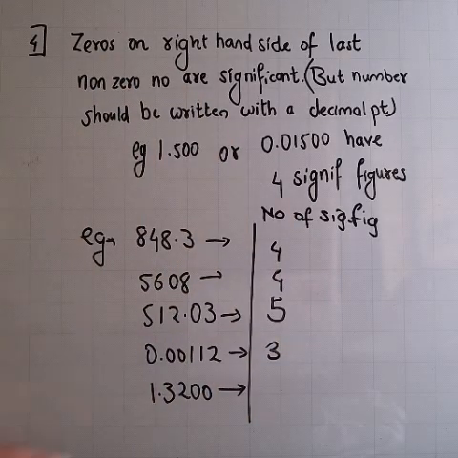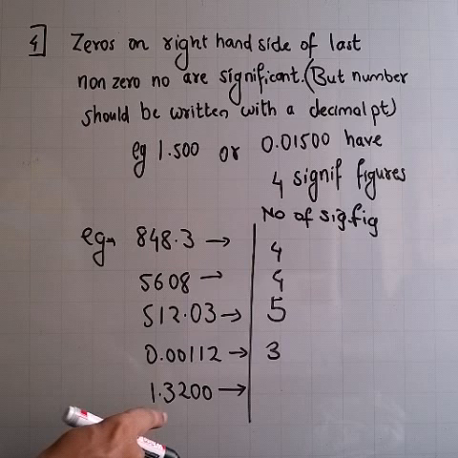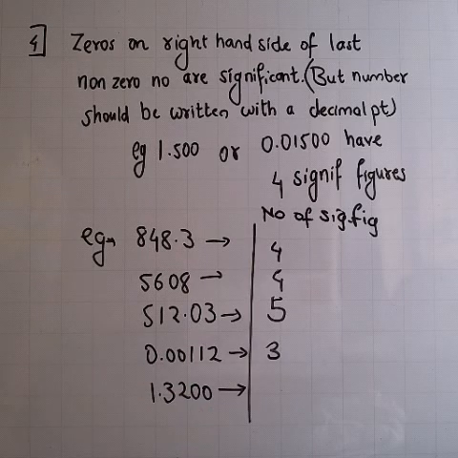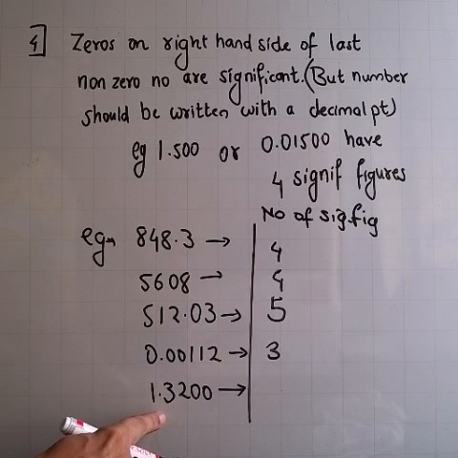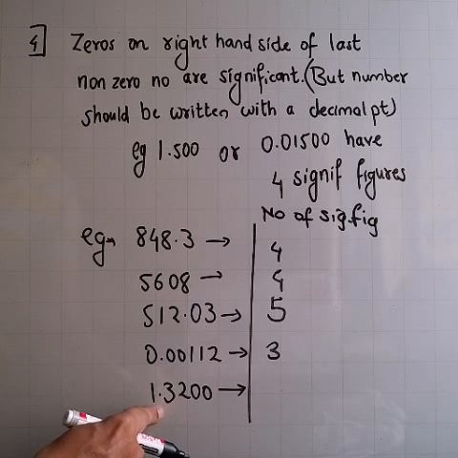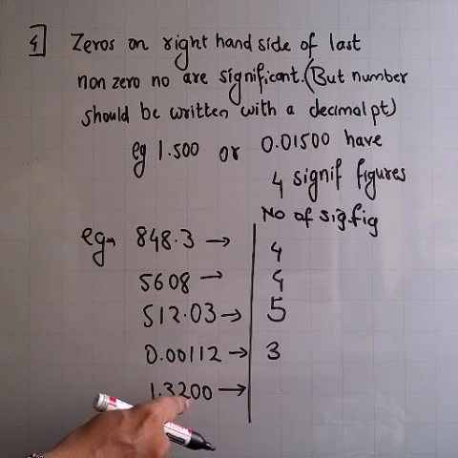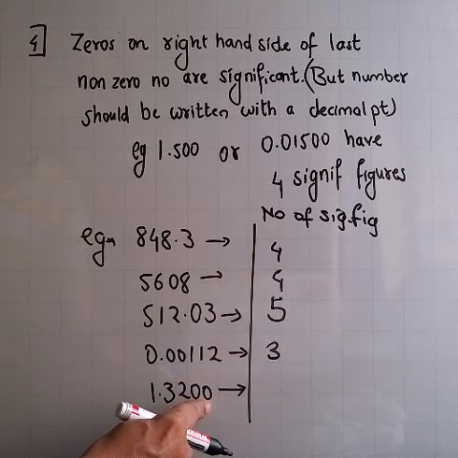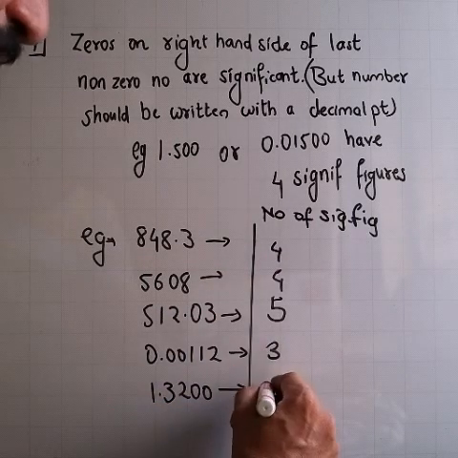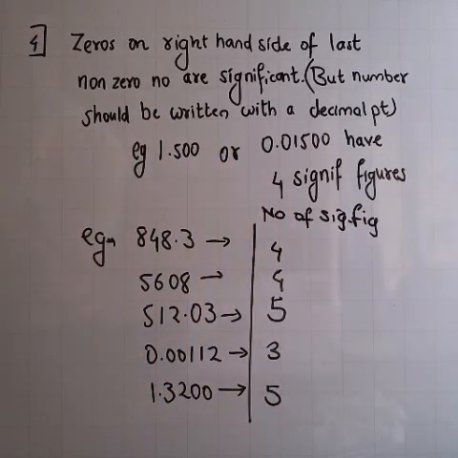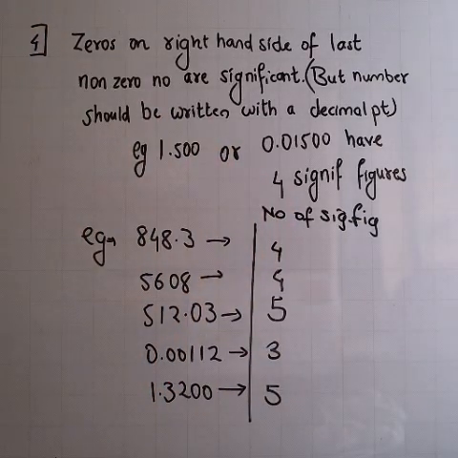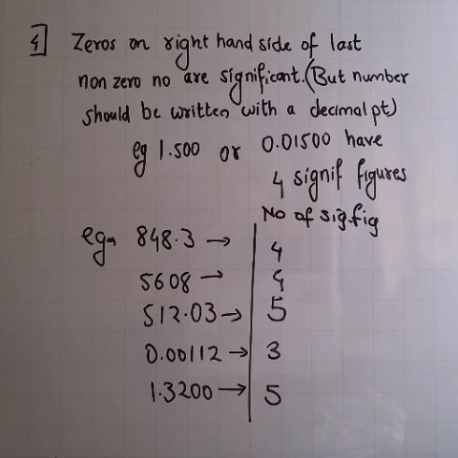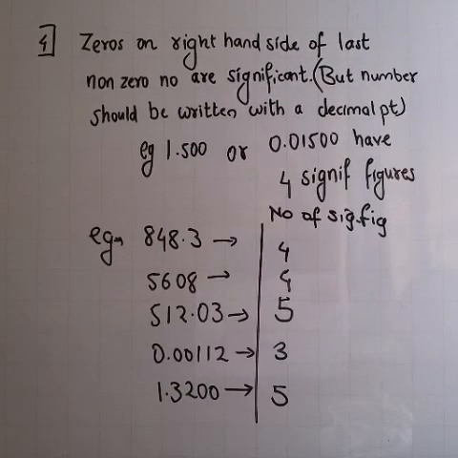Okay. In this case, 1.3200. Here 1 is significant, 3 is significant, 2 is significant, and these 2 zeros are to the right hand side of the non-zero terms, so these will also be significant. So total significant figures will be 5. In this way, we decide which values are significant and which values are insignificant. Hope it is very clear in your mind.